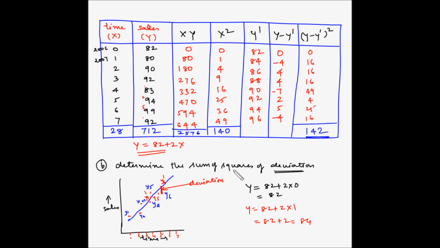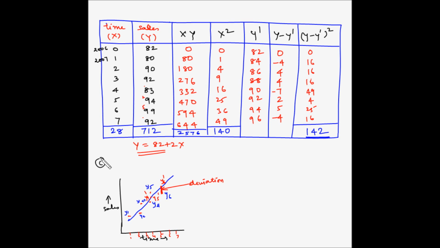Now let's move to the third part of this example, which is to forecast the sales for the years 2014 and 2015. So part C is forecast the sales for the years 2014 and 2015. So here we have found the regression line using the data given from 2006 to 2013. So let's assume that this is the line, this is the point where 2013 is here.